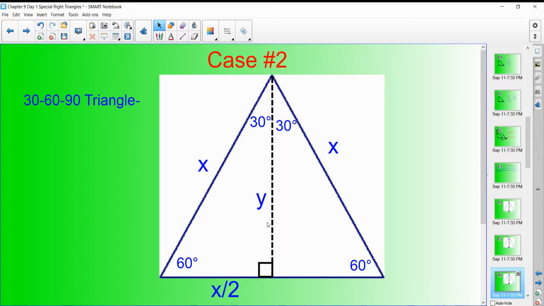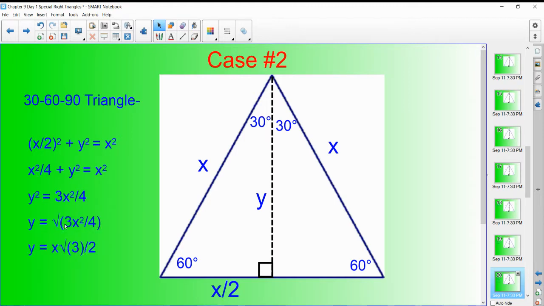Now I'm going to solve for y, because I know this length: the hypotenuse is x, the side opposite 30 is half of x, and I can use the Pythagorean theorem to solve for y. x over 2 squared plus y squared equals x squared. You can square both the numerator and denominator. I can subtract and get y squared equals 3x squared over 4, because we have 1 minus 1/4, which is 3/4. We could take the square root and simplify and get y.